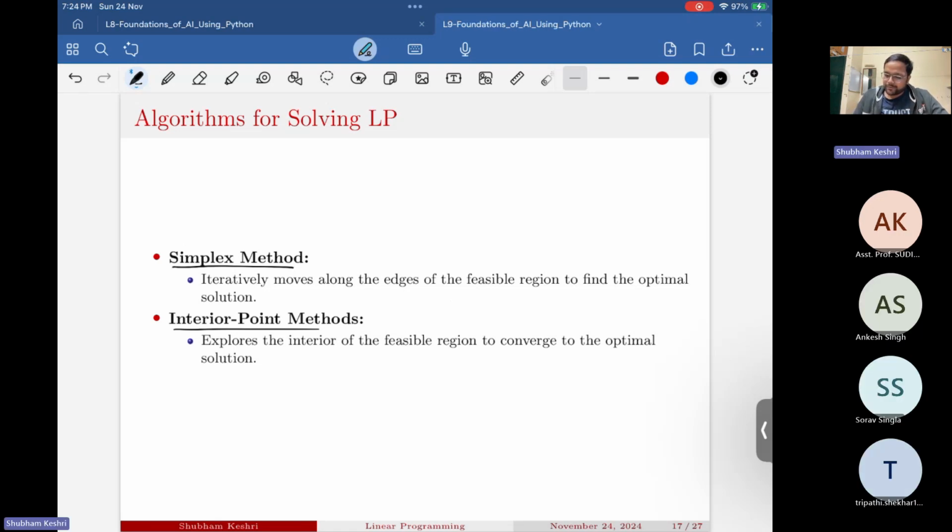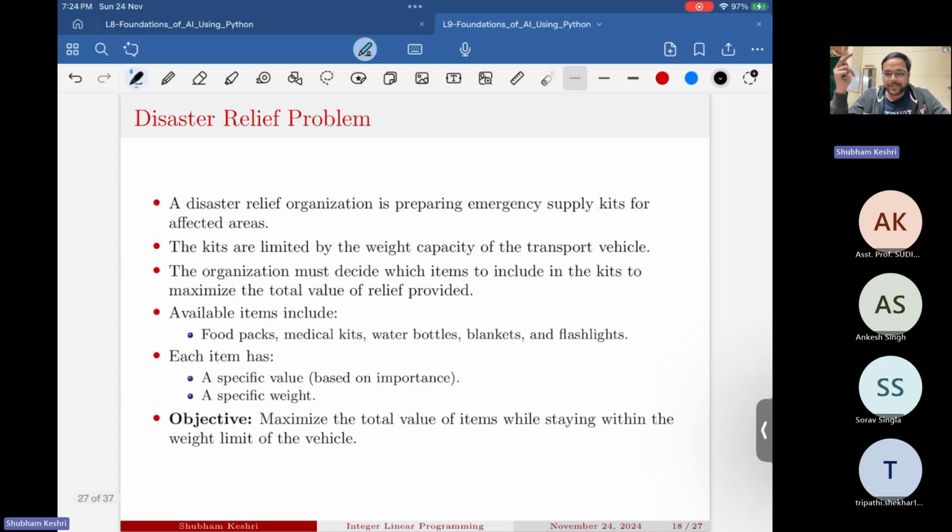All right, so we'll move on to the next part, which is integer linear programming problems. So this is one problem, the disaster relief problem. This is an example problem. So I'll just ask you to take a minute and read the problem, and then we'll talk about the problem.